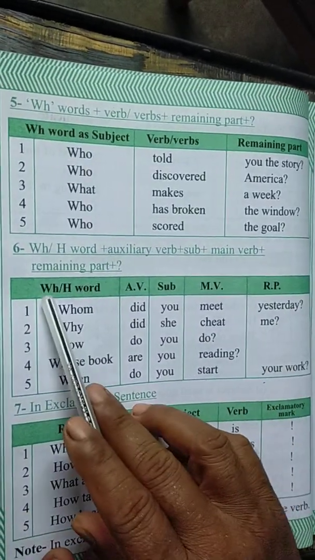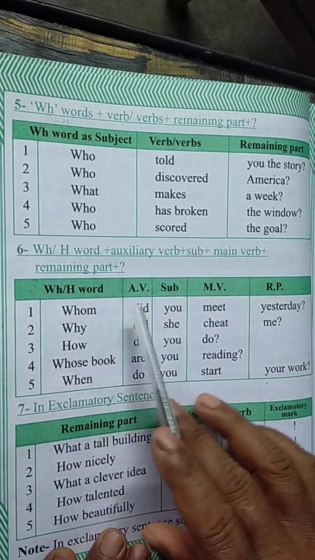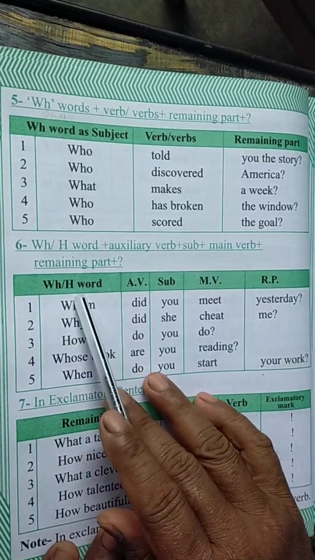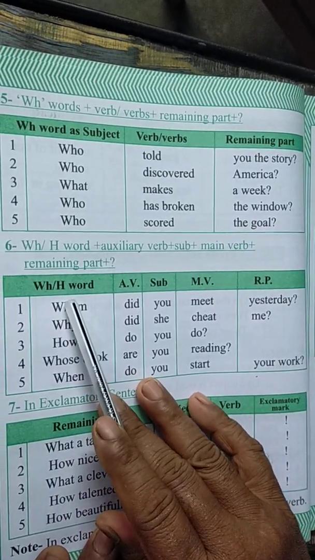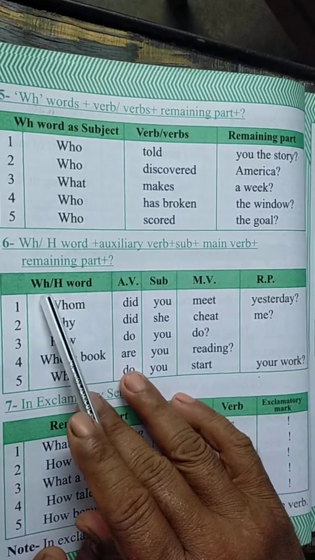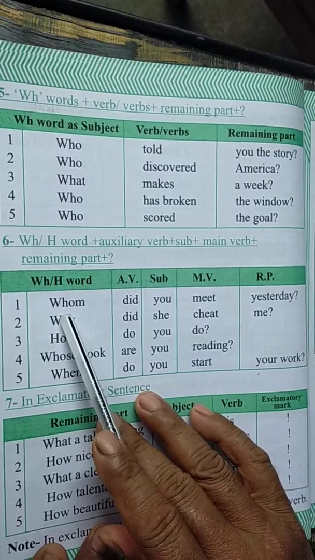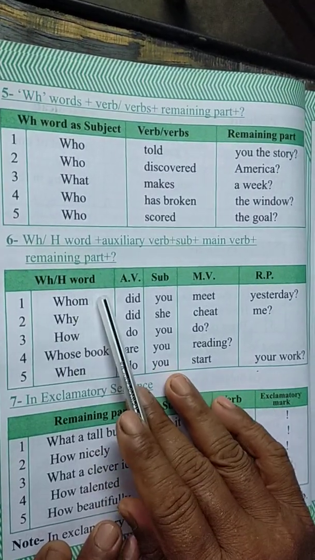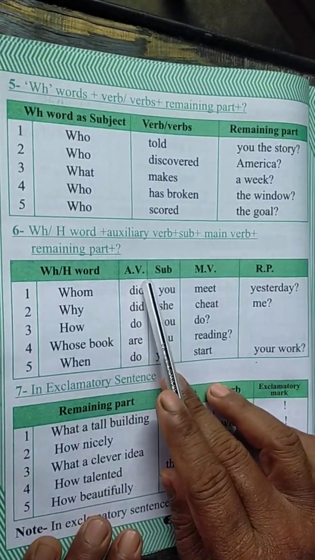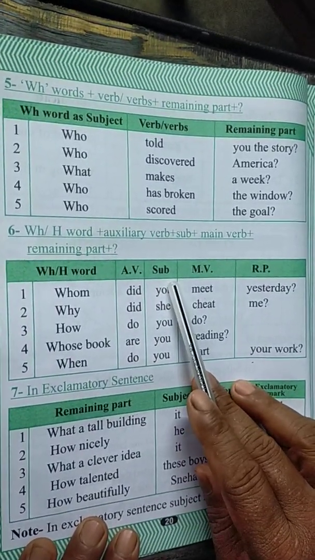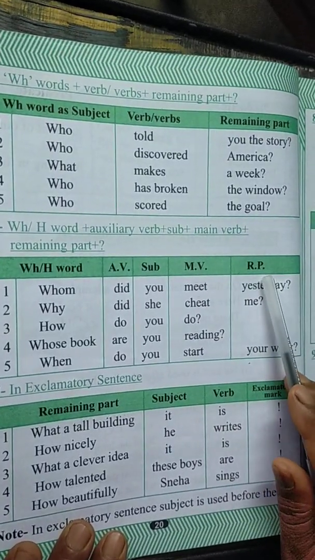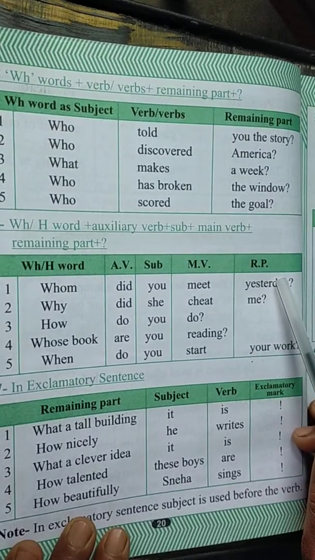That means you understood its full form. Double H words or H words. Double H words means who, whose, what, whom, where, and the H word is how. Understood? So AV means auxiliary verb, SUV means the subject, MV means main verb, plus RP means remaining part of the sentence.